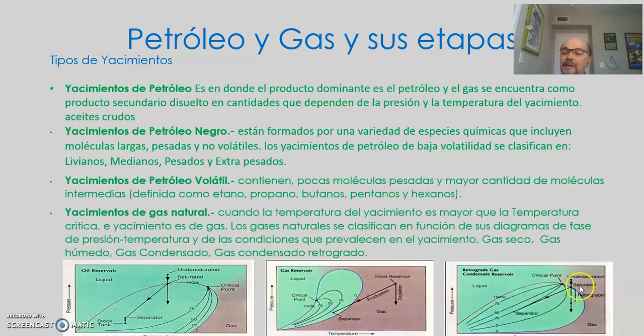And then we get the gas condensate, retrograde condensate. That's when we reduce the pressure and we're getting liquid instead of gas. That's why it's called condensate, retrograde condensate.